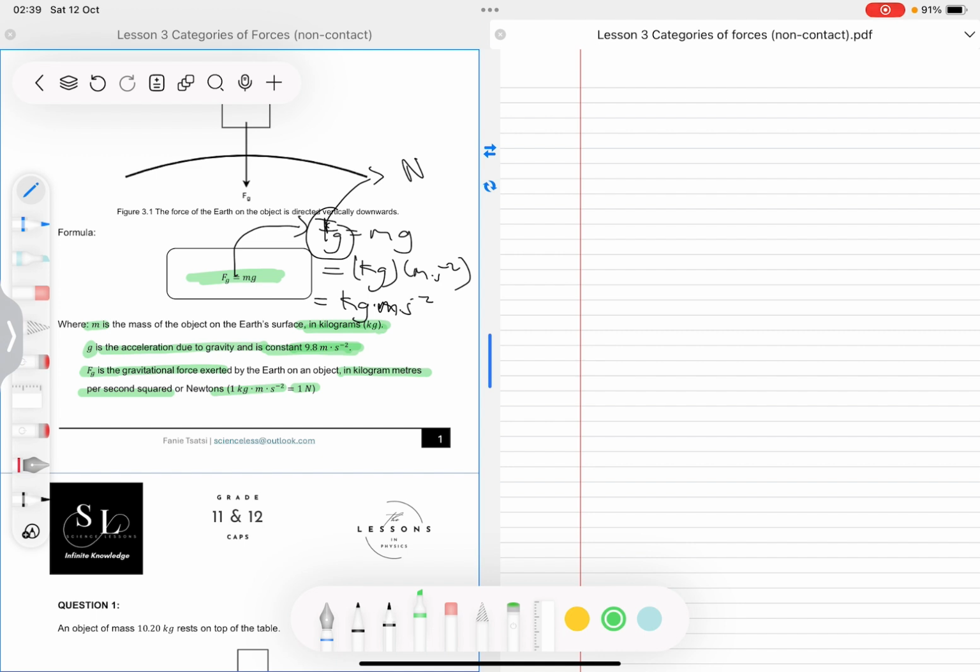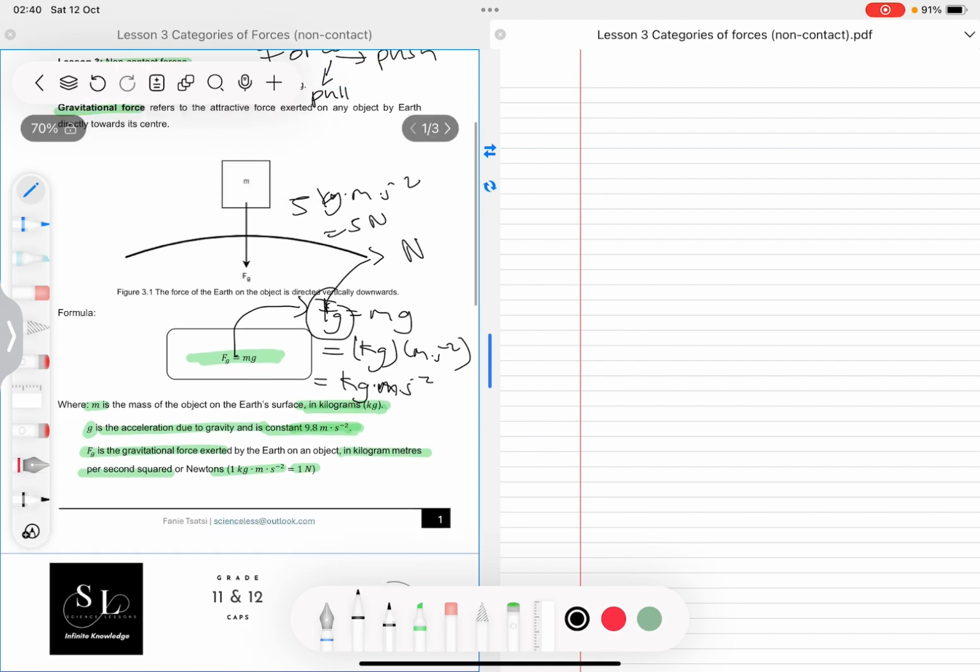So what I'm saying is that if you have something like 5 kilogram meters per second squared, it will be the same as 5 newtons. If you have 10 kilogram meters per second squared, it will be the same as 10 newtons, because they're exactly the same in proportion, right? This is 1 to 1, if we can put it that way.